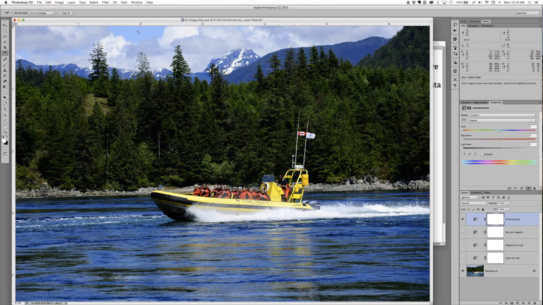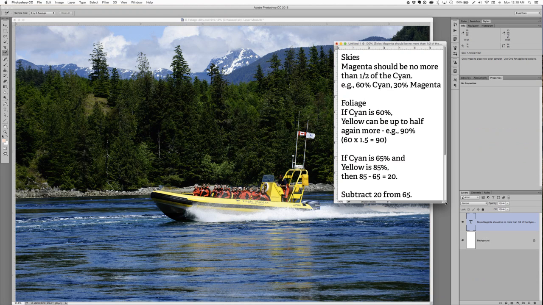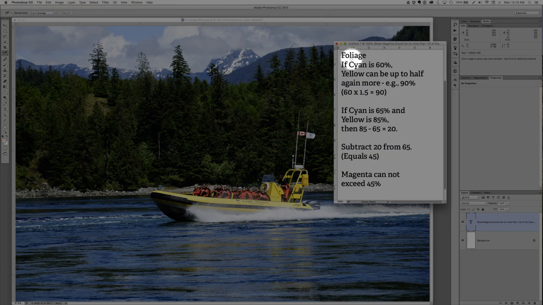Now foliage gets perhaps a little more difficult on the math in order to evaluate. However, we can certainly figure this out quite easily. For instance, with foliage, anything that's green and alive, there's a lot of variation in the greens that we find in nature. So this is a rough guide, but by no means should be followed absolutely to the letter for every plant. So let's say the cyan is 60%.